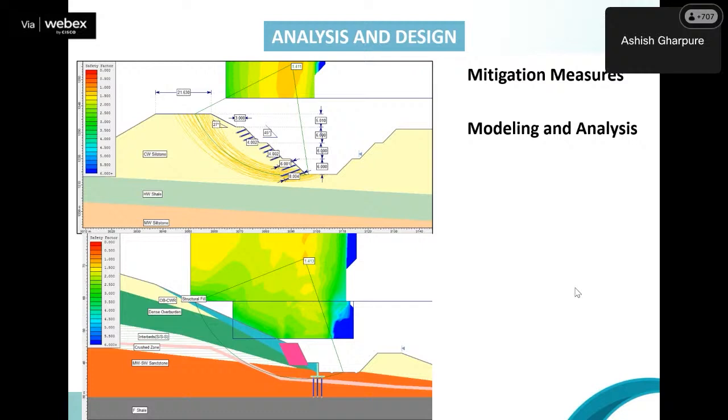Now we are adding the solutions into the models. In the top model, you can see we have used anchors and again run the slip circle analysis to improve the factors of safety to safer values. In the bottom also, you can see we have done a different type of analysis. There is a pile foundation, then an RCC wall, and then some reinforced soil wall to design the slope. Next, yeah, next please.